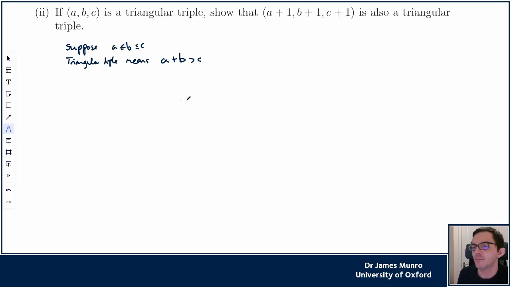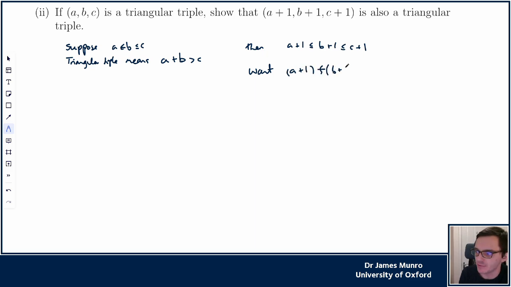Okay. What do we want? Well, if we've got A less than or equal to B less than or equal to C, then A plus 1 is less than or equal to B plus 1 is less than or equal to C plus 1, so they're still in order on the right hand side over there. And we want A plus 1 plus B plus 1 to be bigger than C plus 1. So that's something that we want to be true. It's equivalent to saying that A plus B plus 2 is bigger than C plus 1, and now it's maybe becoming clear how we're going to prove this. We know that A plus B is bigger than C, we want to show that A plus B plus 2 is bigger than C plus 1.